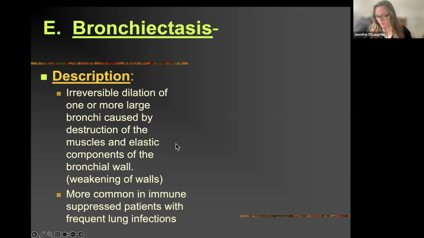It tends to happen in patients who are immune suppressed; they are more susceptible to bronchiectasis. And it can then lead to more lung infections. Patients with cystic fibrosis are more susceptible to bronchiectasis because they can't expel all that excess mucus, and that leads to frequent lung infections, and then the frequent lung infections lead to bronchiectasis. The incidence of bronchiectasis has gone way down with the use of antibiotics and vaccines. It's not as common as it once was, but immune suppressed patients are still more susceptible to bronchiectasis.